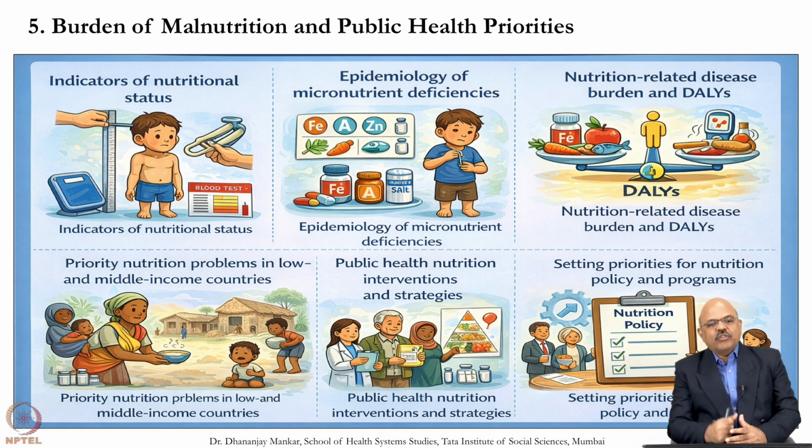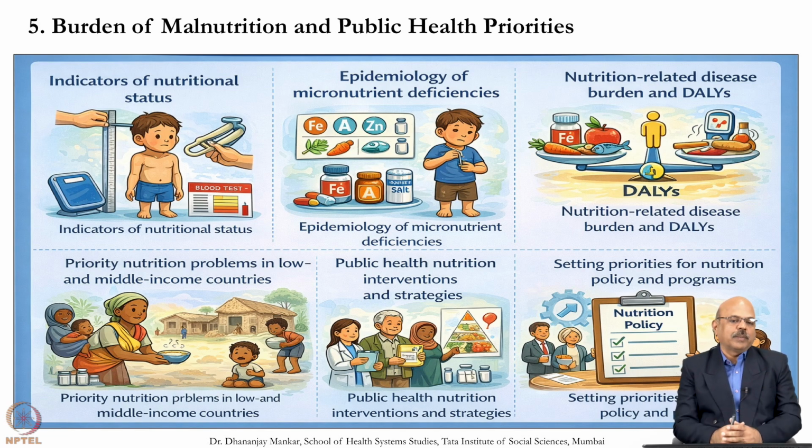The priority nutritional problems in low and middle income countries are increasing and are seen with respect to utilization versus availability and affordability, which is why the burden of malnutrition should be tackled as a measure of the health programs. So public health nutrition intervention strategies need to focus more on vulnerabilities, especially gender, age groups, and income groups.